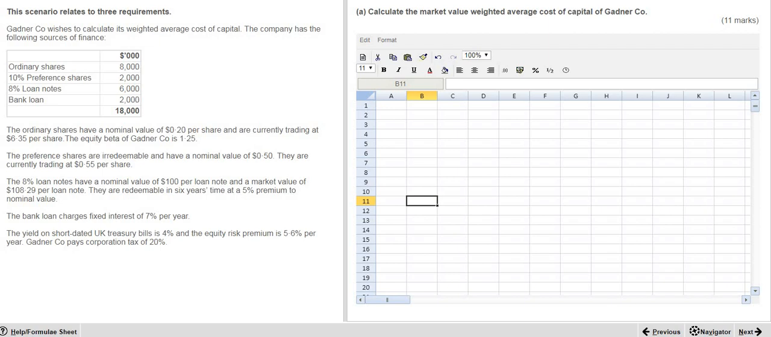Let's go further. The ordinary shares have a nominal value of $0.2 per share and are currently trading at $6.35 per share. The equity beta of Gardner Co. is 1.25. The preference shares are irredeemable and have a nominal value of $0.5. They are currently trading at $0.55 per share. The 8% loan notes have a nominal value of $100 per loan note and a market value of $108.29 per loan note. They are redeemable in 6 years' time at a premium of 5% to nominal value.